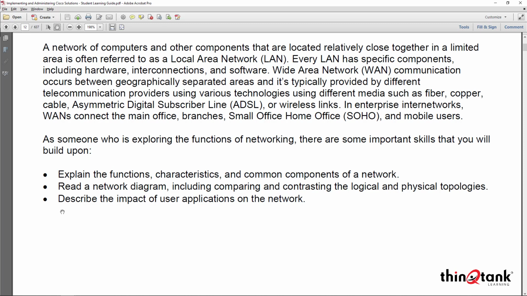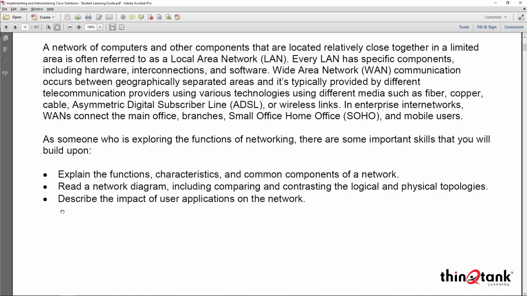All right? So when we're talking about networking, they have 3 bullet points here. There are some important skills that you have to build on. Explain the functions, characteristics, and common components of a network. Primarily in this class, routing and switching, right? Yes, there's a wireless component, but basically wireless components are bridges, right? They're bridging a radio frequency connection to an Ethernet connection.